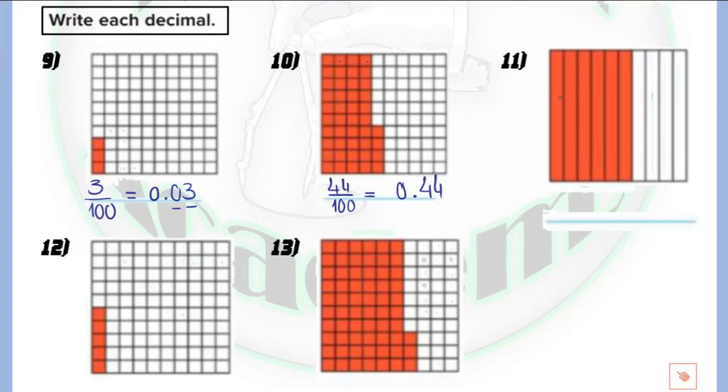In question number 11, we will count 1, 2, 3, 4, 5, 6. So it will be 6 out of 10. Which equals, just write 6. Because we have 10, it means we'll put the decimal point after 1 digit from the right. So it will be equal to 0.6.